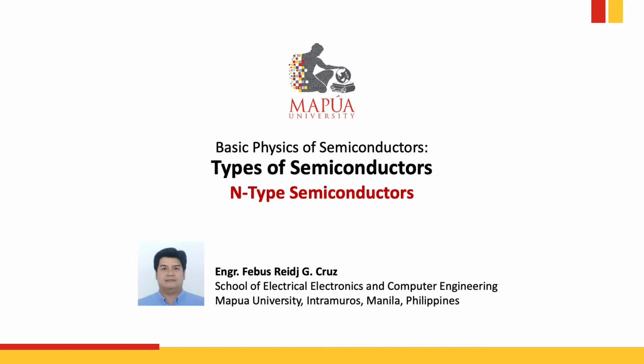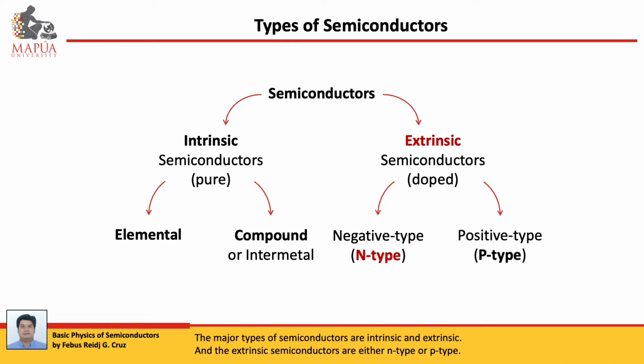In this video, you will be familiar with how N-type semiconductors are made and their basic characteristics. The major types of semiconductors are intrinsic and extrinsic. The extrinsic semiconductors are either N-type or P-type.